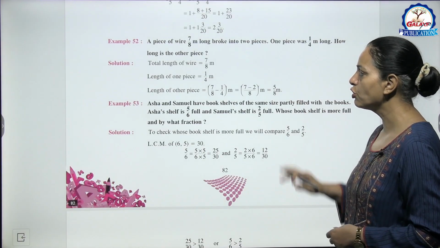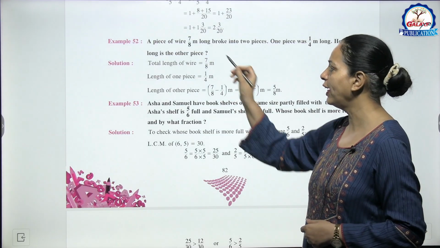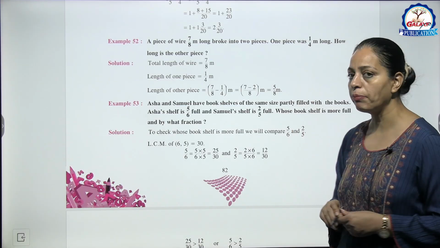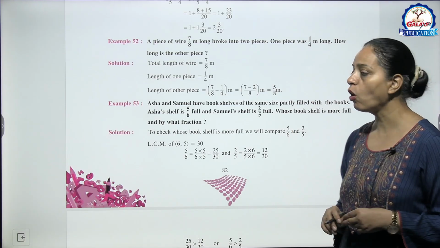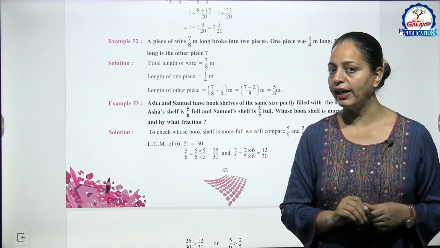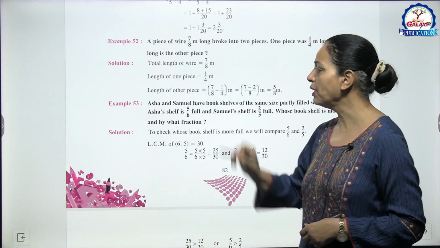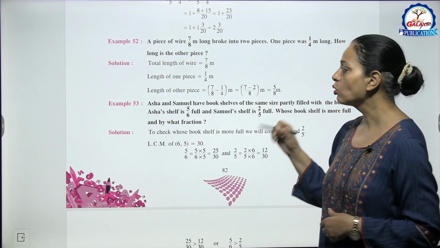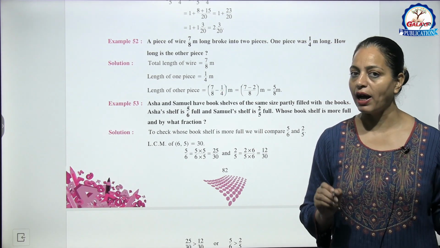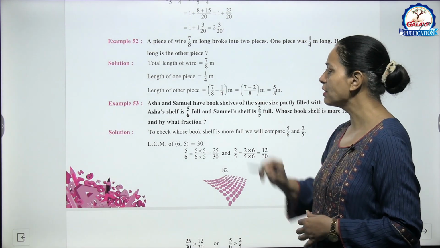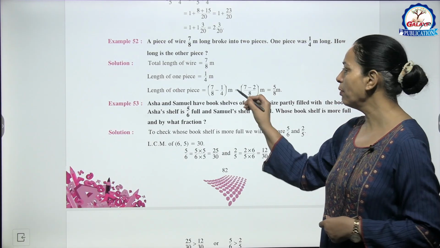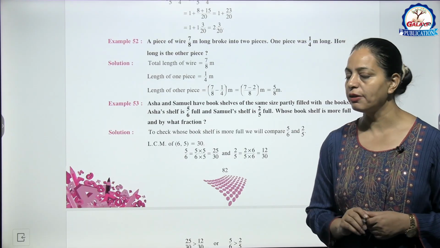Now example 52. A piece of wire 7/8 meter long broke into 2 pieces. One piece was 1/4 meter long. How long is the other piece? So here the total length is given, 7/8 meter, and the length of one piece is 1/4 meter. So what is the length of the other piece? Total में से one piece length को minus कर देंगे. 7/8 minus 1/4. Take the LCM. LCM is 8. 7 minus 2, 5/8 meter.